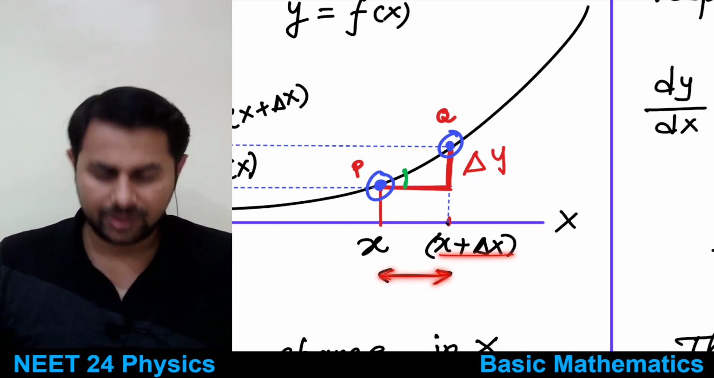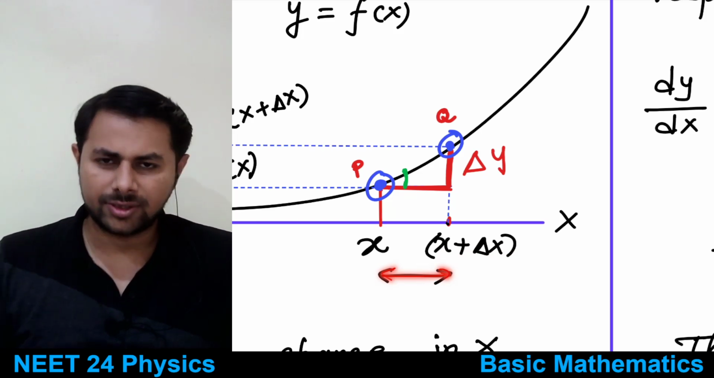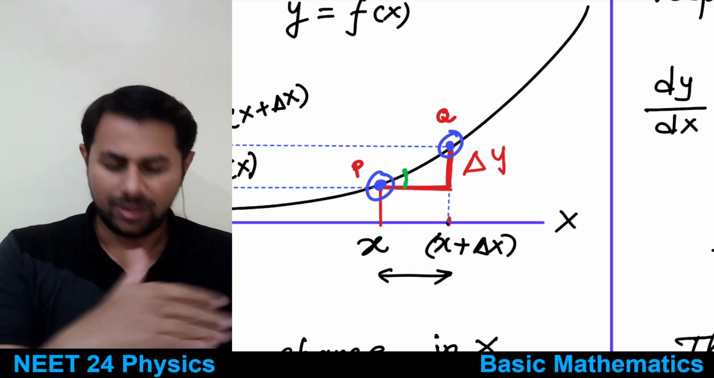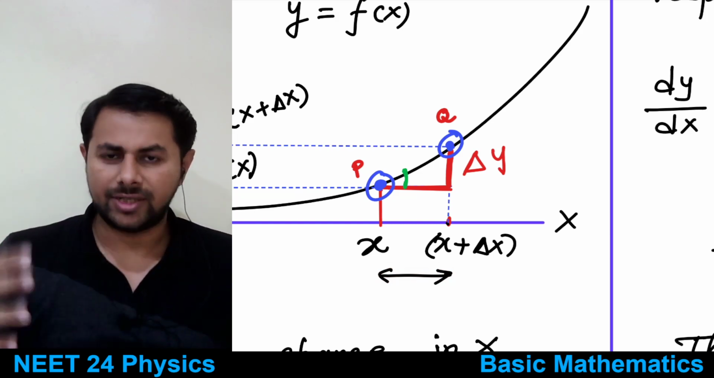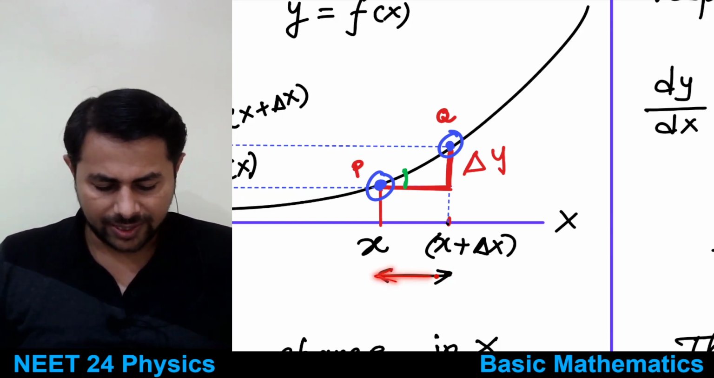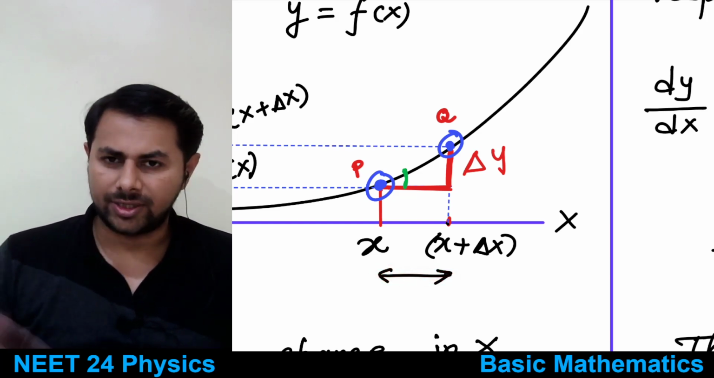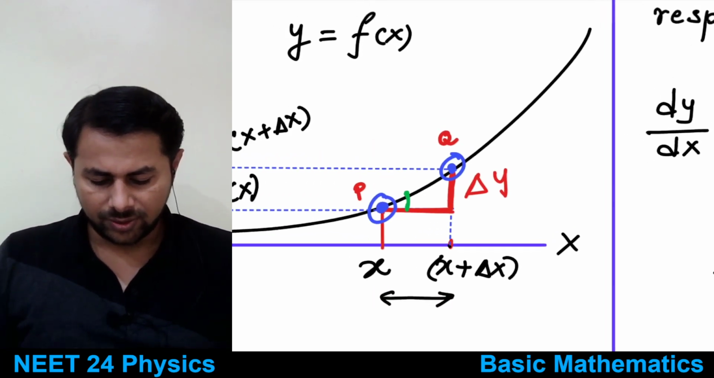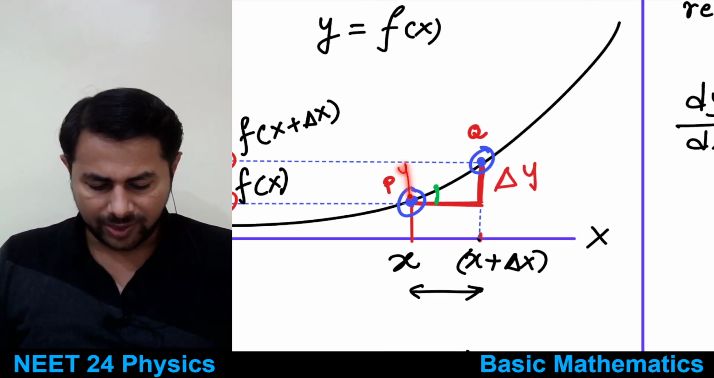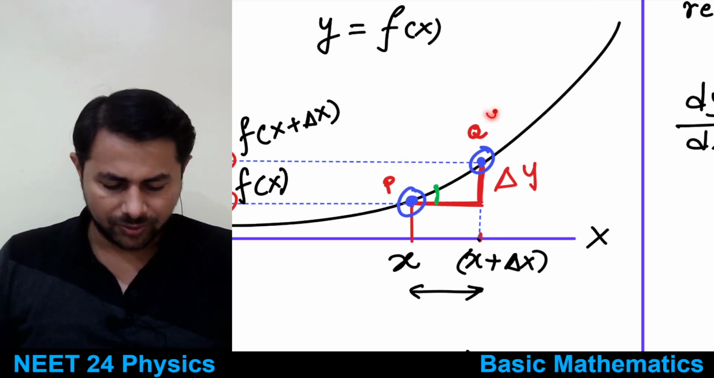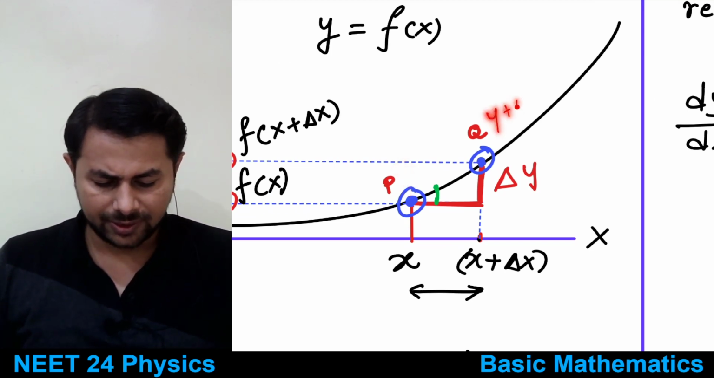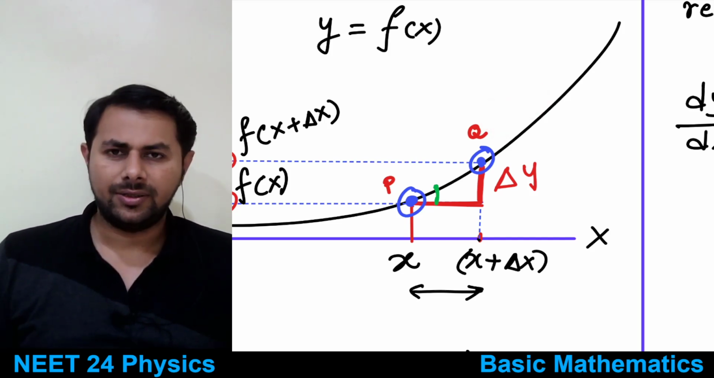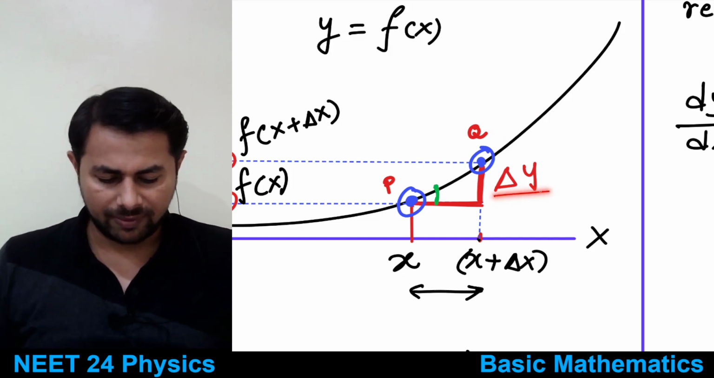That means this much is the difference. We know this is called the run. We are running along the x axis. Delta x is the run, the change along the x axis. The change on the y axis is delta y. So the y coordinate of point P is y, and of point Q it is y plus delta y. Now if we find the rise over run, that means delta y divided by delta x.